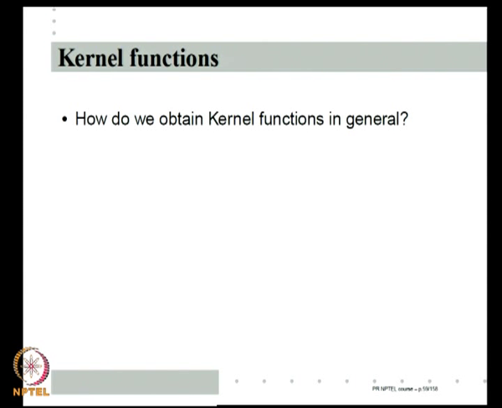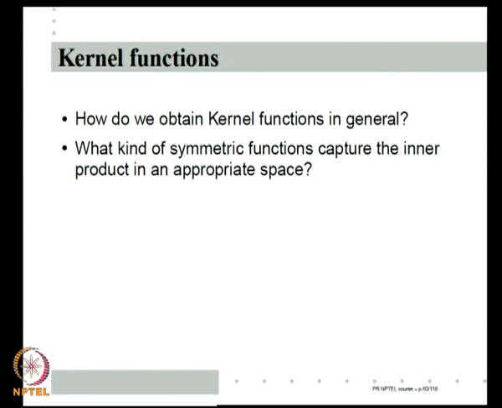So how do we in general obtain kernel functions? We know the kernel function has to be symmetric, because k(x_i, x_j) is phi(x_i) transpose phi(x_j), an inner product, and that is symmetric. So what kind of symmetric functions can be represented as inner products in some appropriate space?